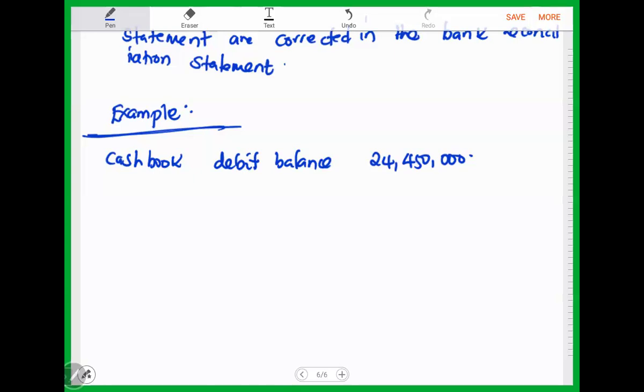Apart from this first transaction, which says the total of the payment side of the cash book had been undercast by 5 million, it means we did not remove that money. So we shall go ahead and remove that 5 million. Note number 8.